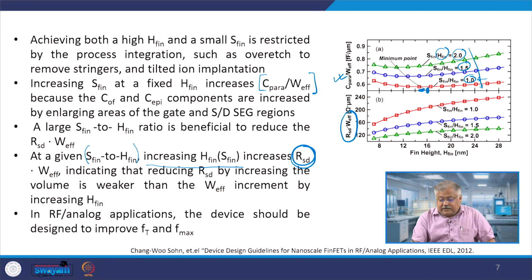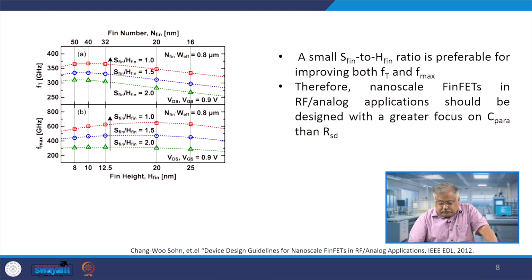Why? Because as you make your S-fin by H-fin more symmetrical, which means that S-fin is almost equal to H-fin, by decreasing the height of H-fin, what you are effectively doing is reducing the source drain resistance, and as a result this value goes down and down, and that is the reason you can see the second half of the graph in that manner. Therefore, to conclude, a smaller S-fin to H-fin ratio is preferable for improving both FT and Fmax.